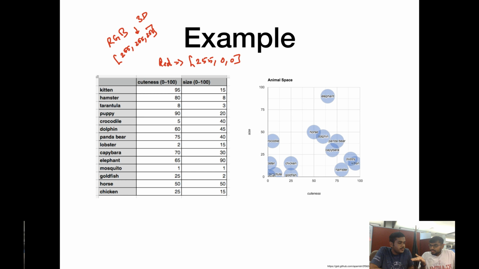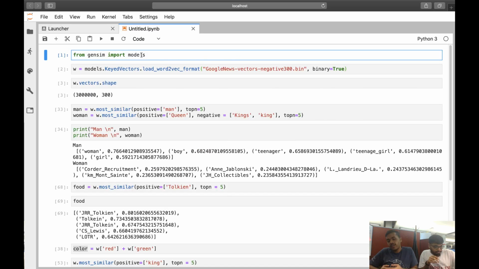Let's look into an example. So Gensim provides a model for a keyed vector, basically for a word2vec model. Here I'm considering a Google News vectors negative 300 binary file. I'll leave a link below in the description to download the file.